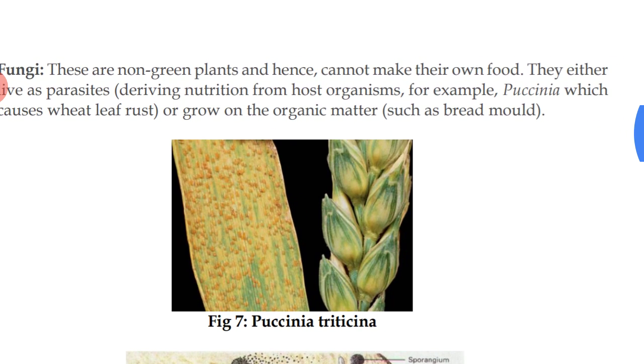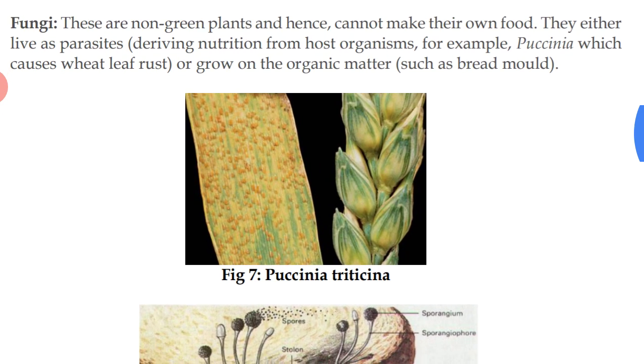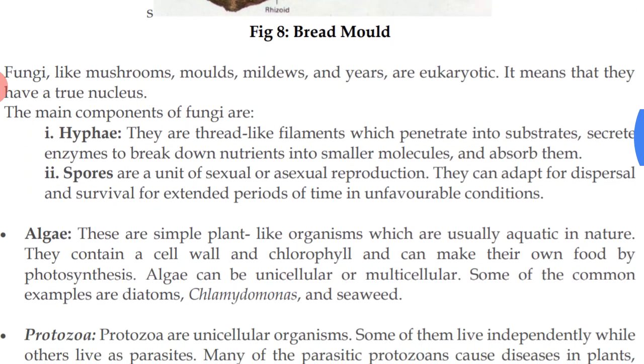Fungi. These are non-green plants and hence cannot make their own food. They either live as parasite. Parasite means deriving nutrition from host organism. Host means dependent cell. For example, Puccinia, which causes wheat leaf rust, or they grow on organic matter such as bread mold. Fungi like mushrooms, molds, mildews and yeasts are eukaryotic. It means that they have a true nucleus.